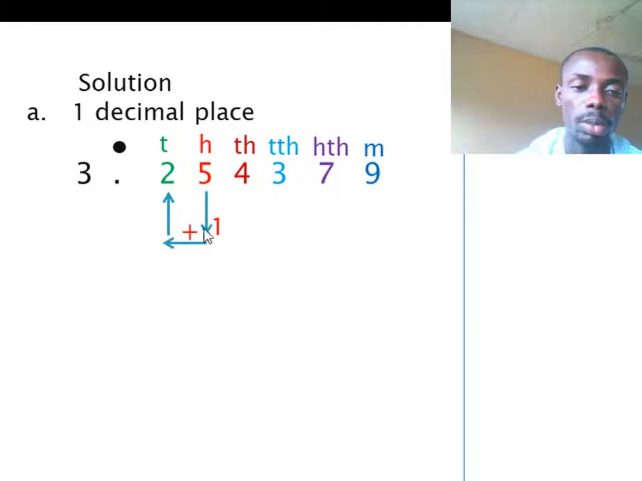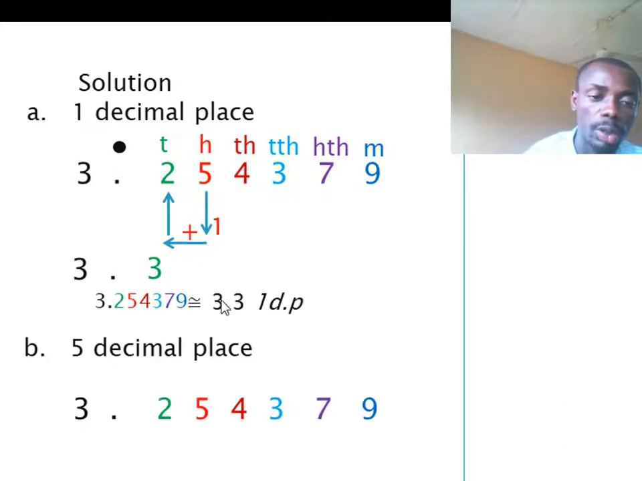So that's going to be 1 plus 2, and that will give us what? 3. Our answer here is going to be 3. So this is the result of our approximation. Okay, so to one decimal place, we have approximated this to 3.3. Our final answer is going to be 3.3. That is, I have approximated this to one decimal place.